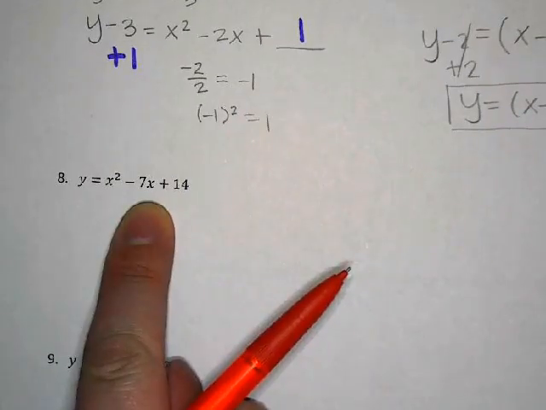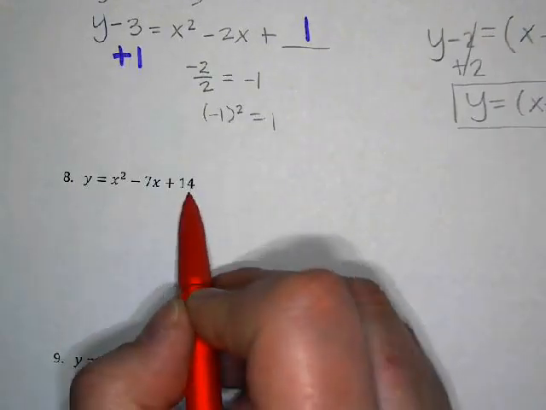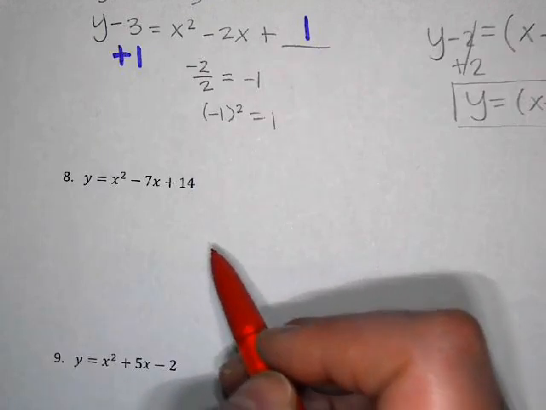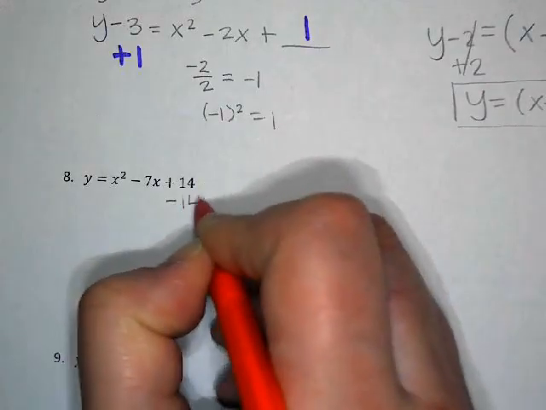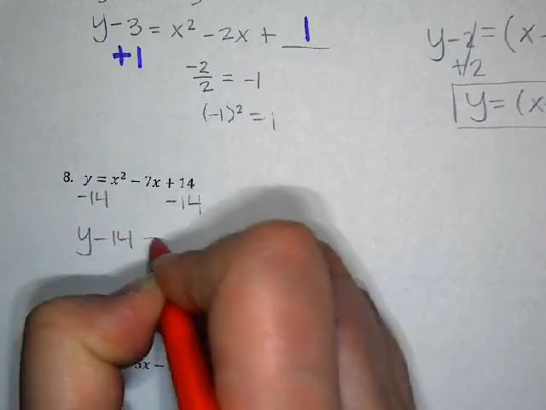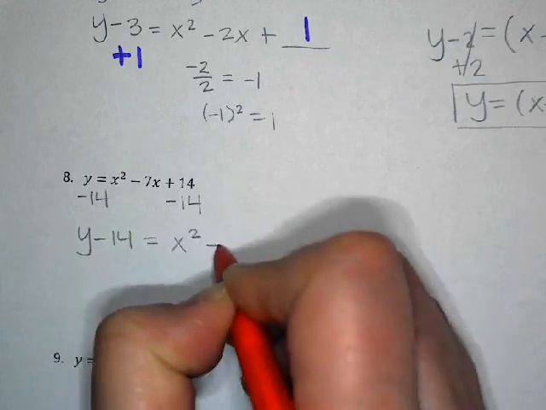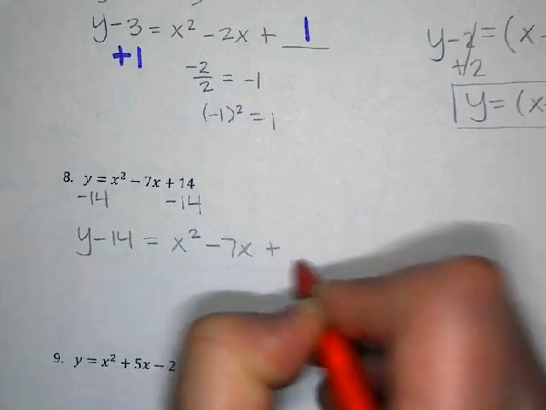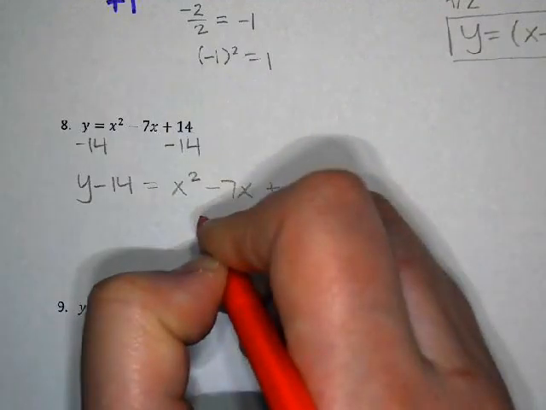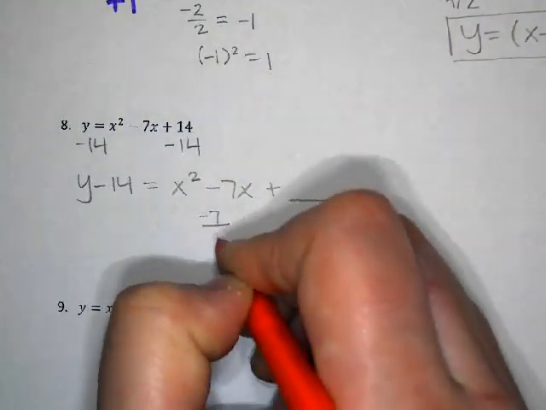So very first step is to do what? Before we divide by 2, move the 14 over. Okay. y minus 14 is x squared minus 7x plus the blank. Take the -7, divide it by 2, and what do we get? -3.5, right? It's a negative.